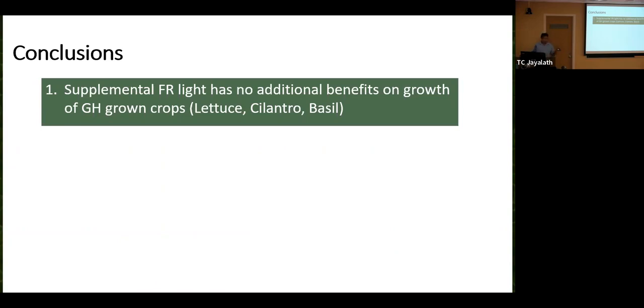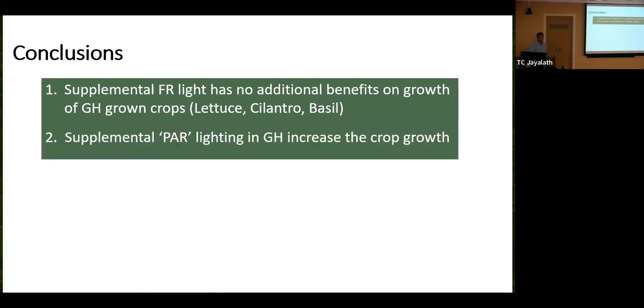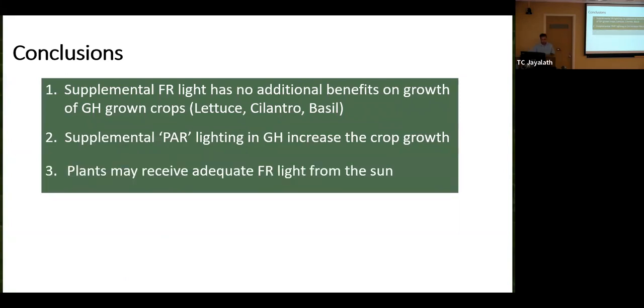We did this study for like a year and a half. I did 3 studies: lettuce with cilantro, and lettuce with basil. We did not see any differences. However, supplemental light in the greenhouse increased the crop growth. And we believe plants may receive adequate far-red light from the sun as compared to the indoor settings. Indoors, there's no far-red light. That's why we did not see any benefits of adding far-red light in the greenhouse.